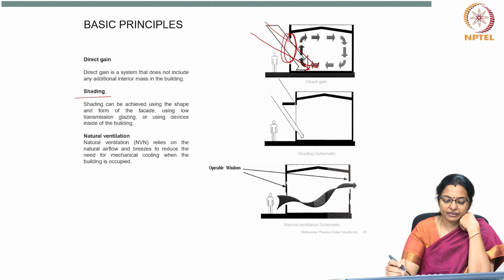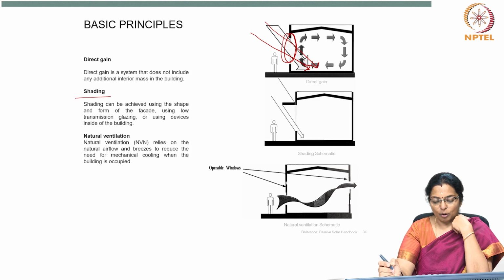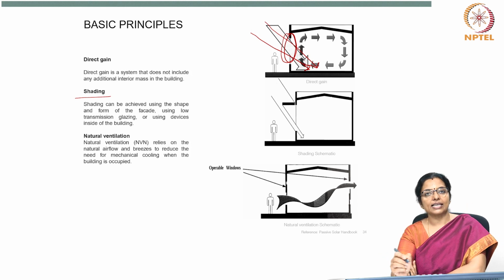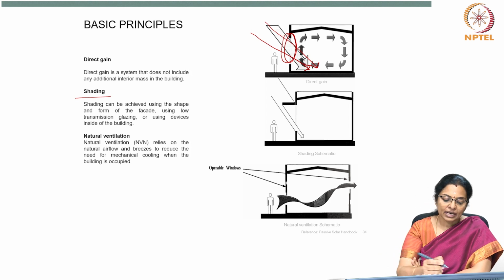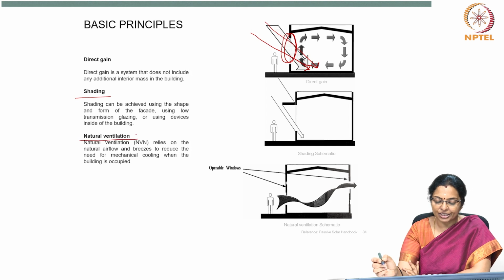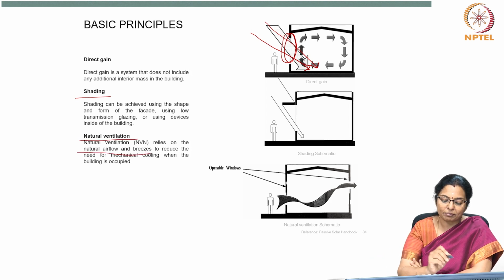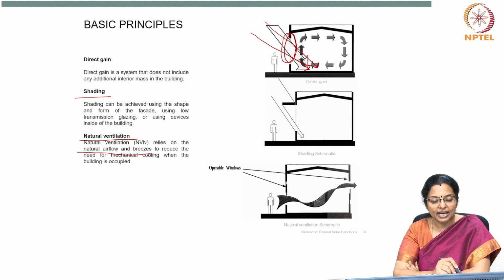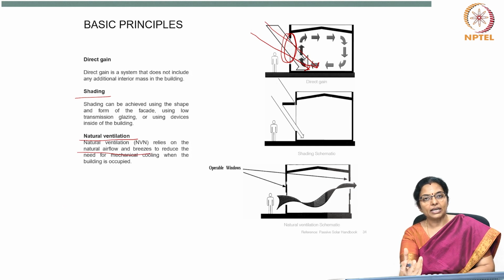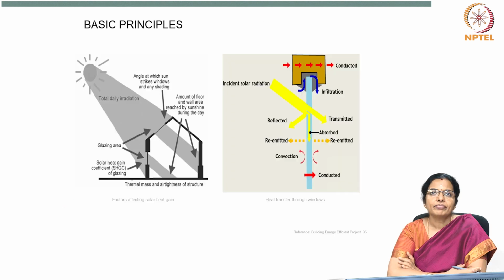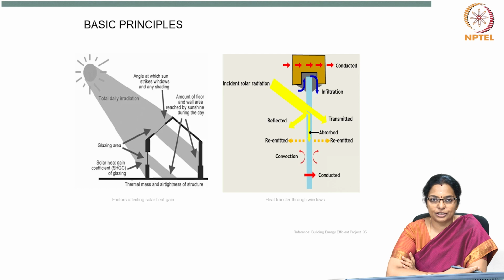This can be achieved using the shape and form of the facade, using low transmission glass or using certain devices inside the building. Third is natural ventilation, which relies on natural airflow and breezes to reduce mechanical cooling when the building is occupied already. Now let us look at thermal mass and air tightness of a structure.